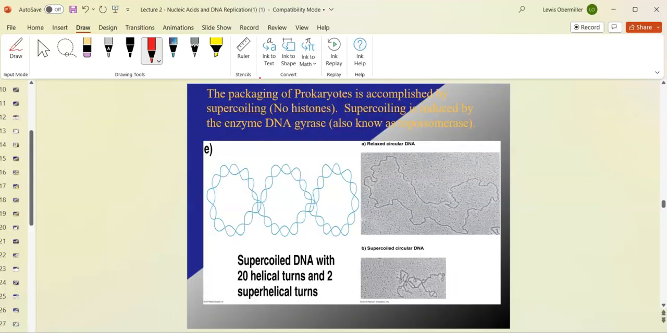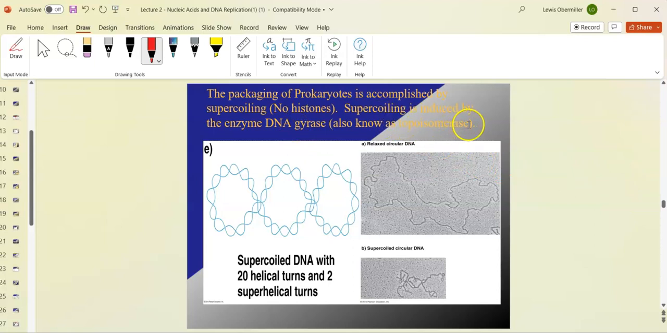All right, so packaging of prokaryotes is accomplished by a different method called supercoiling. And if you're in my biotech class, I have them run out pieces of DNA that are supercoiled and relaxed and cut. And anyway, supercoiling just basically is taking like a rubber band and twisting it and twisting it. It's induced by an enzyme called DNA gyrase, which you probably should know.